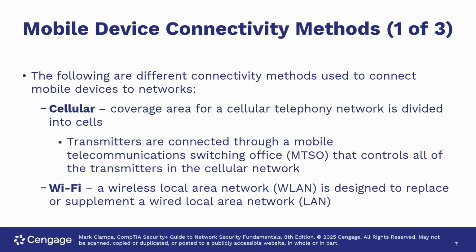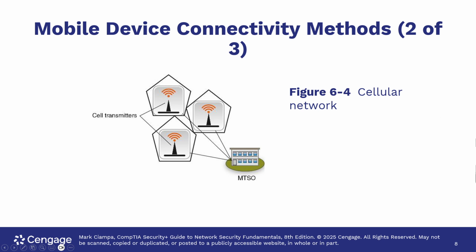It's a wireless local area network, or WLAN, that is designed to replace or supplement a wired local area network. More and more you'll see wireless networking devices using the hotspot or the wireless receiver. So here's an example of cell transmitters. You see the cell towers, the 3 cell towers that are connecting to the MTSO.